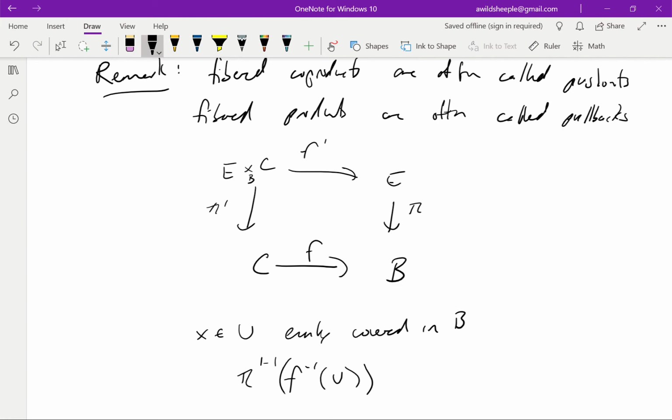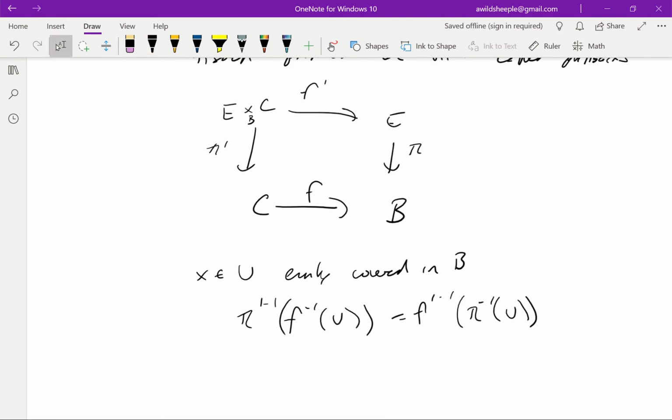But this is the same thing as going the other way in the diagram, which is F prime inverse of pi inverse of U. And we know that pi evenly covers U, so that this is some collection of copies of the inverse image, which maybe I'll call V. So I'll call them V_i. Then what I get here is some coproduct, basically a disjoint union, of F prime inverse of these V_i's. Now what we need to see is that each of these inverse images of the V_i's is mapped homeomorphically onto F inverse of U via this pi prime map over here.